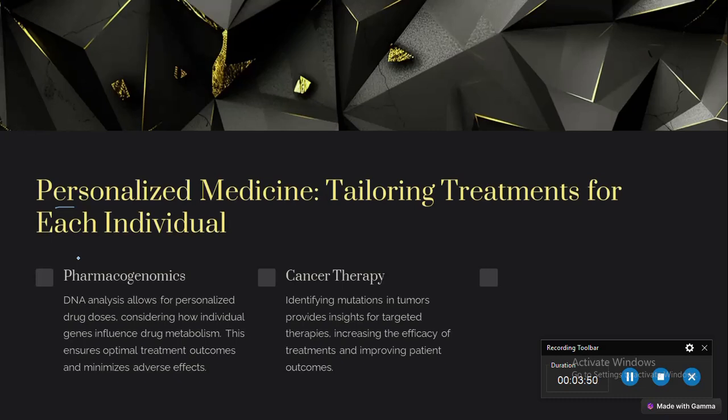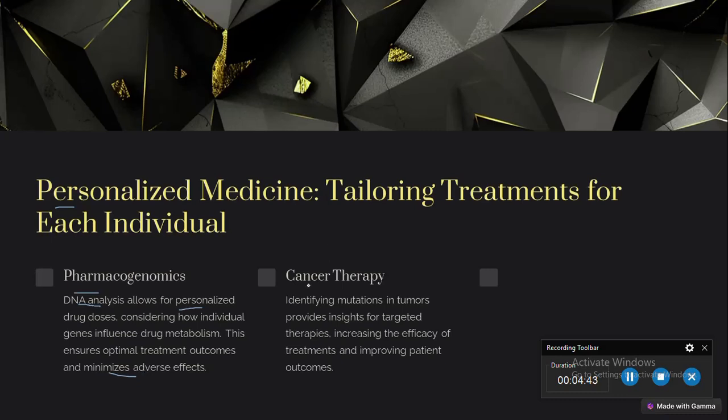Okay, what is the benefit of this tailoring of treatment? We can increase the efficiency of the drug response and decrease the complications. Pharmacogenomics means we do DNA analysis for this patient, which allows us to apply a personalized drug dose, considering how an individual's genes can influence drug metabolism. Some are highly responsive to the drugs so they don't need large doses. Otherwise they take it and have complications. Okay, this ensures optimal treatment outcomes and minimizes adverse effects.